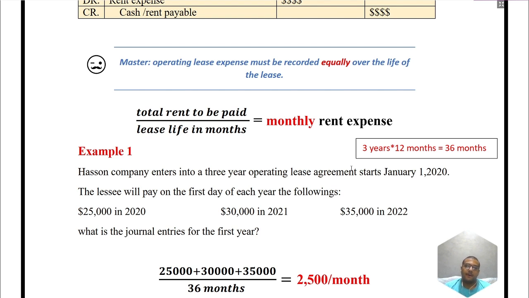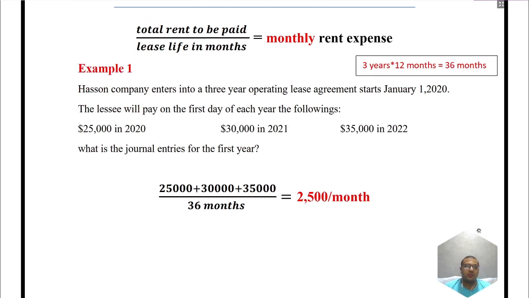Let's see our first example here. Hassoun Company enters into a 3-year operating lease agreement starting January 1st, 2020. The lessee will pay on the first day of each year the following. On the first day of 2020, he's going to pay $25,000. On the first day of 2021, he's going to pay $30,000, and on the first day of 2022, he's going to pay $35,000. What are the journal entries for the first year? It's asking you about the journal entries for the first year.